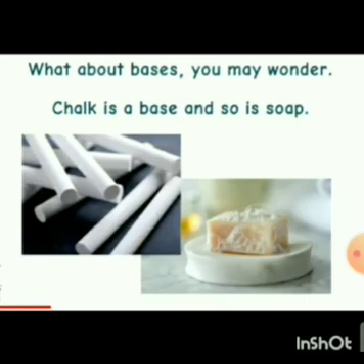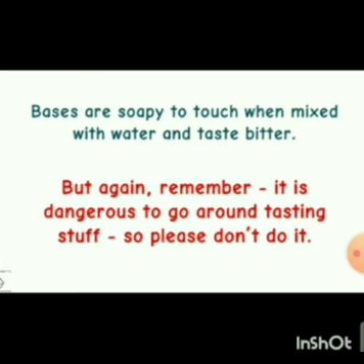You may wonder, chalk is a base and so is soap. Bases are soapy to touch when mixed with water and taste bitter. But again remember, it is dangerous to go around tasting stuff, so please don't do it. As we talked about with acids, the same is true for bases. We are not going to taste each and everything.